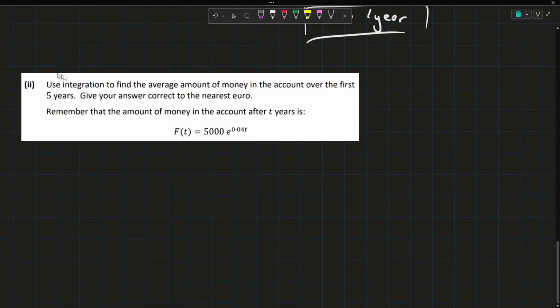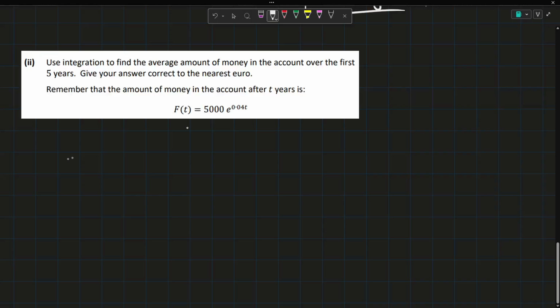Then we're told to use integration to find the average value for the first 5 years. So there is a nice visual reason for why this formula works, but for the interest of time, because this is just a solutions video, I'll just say that the formula for the average value is 1 over b minus a multiplied by the integral between a and b of whatever the function is, in this case f of t with respect to t.